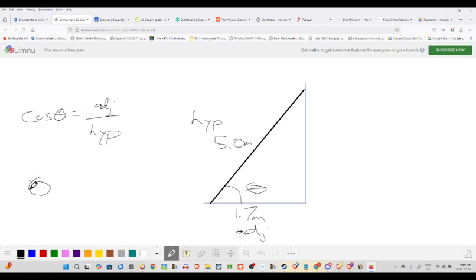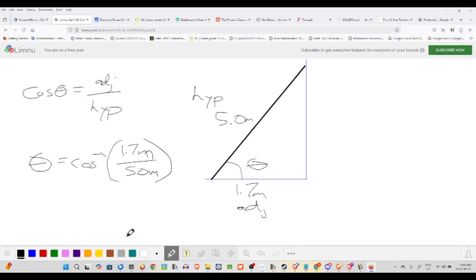In fact, theta will be the inverse cos of 1.7 meters over 5.0 meters. The meters will cancel. We don't have to enter them in the calculator. I'm just putting them there because it's critical that we make sure when we have units that the units match. If you do the inverse cos of centimeters over meters, it's going to give you a very wrong answer if it can give you an answer at all.